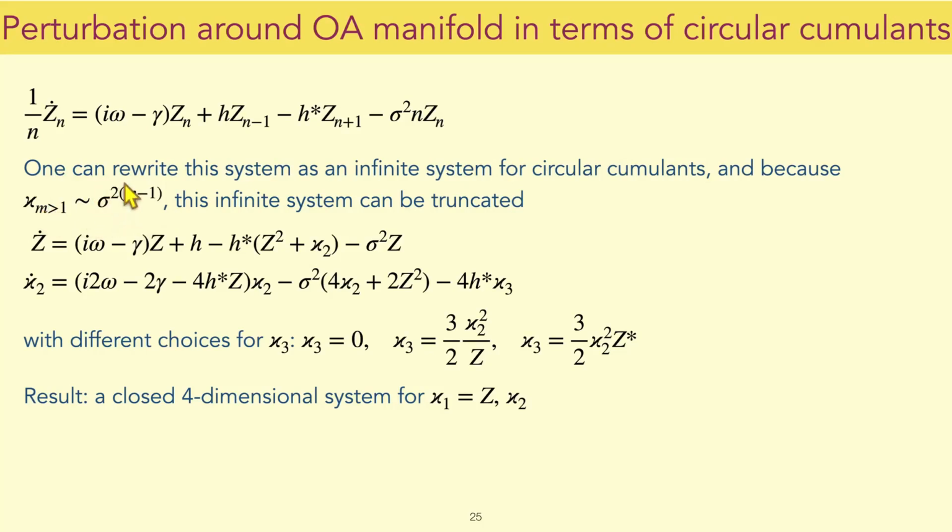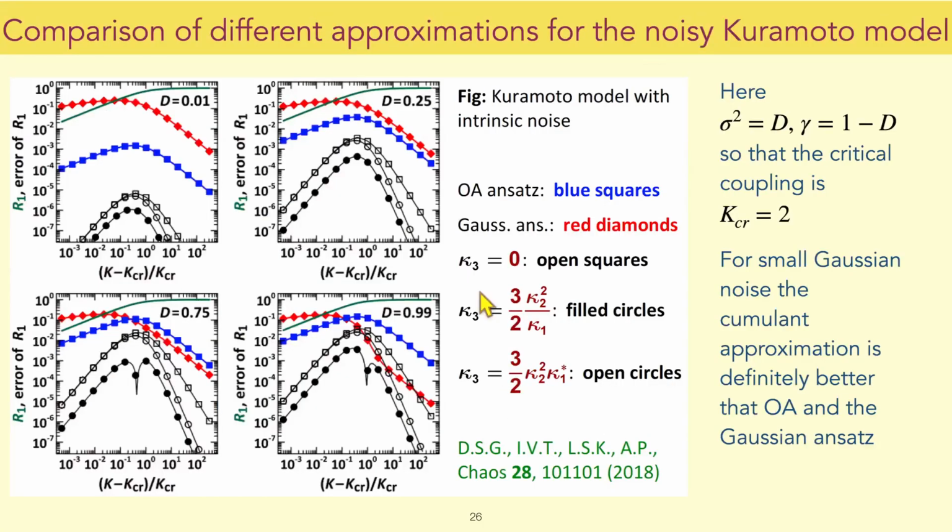Now, sigma square is the small parameter. And you truncate this infinite system to just two equations, so you make a small error. You consider only the leading and the second cumulants. For the third cumulant, you have some choice of how to express it, but they are more or less the same. And as a result, it is an approximate system for two cumulants, which is close to the Antonsen manifold and allows for a description of the system with noise.